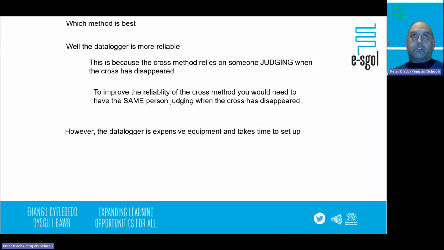However, data loggers are expensive and they're quite hard to set up. So typically you're going to be using the cross method if you do that in school.